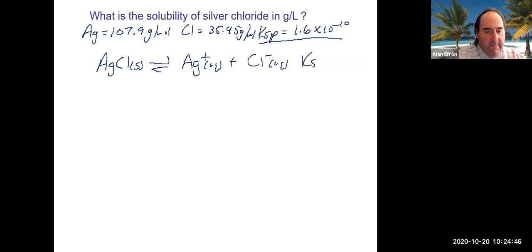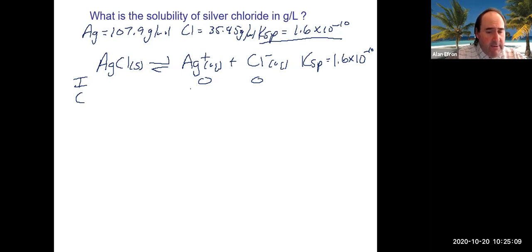And again, we are given the KSP in this case of 1.6 times 10 to the minus 10. So because we're really not given anything, we're going to start with zeros on our product side in terms of our initial concentrations. Again, I'm not going to be concerned at all about the solid, as it obviously is not going to play an effect on the equilibrium.